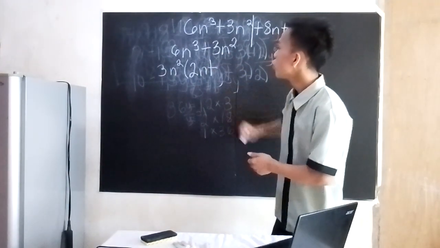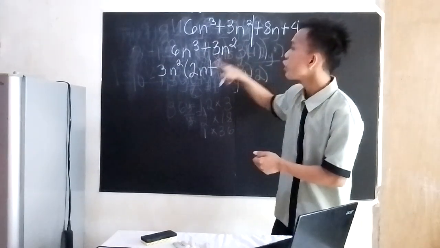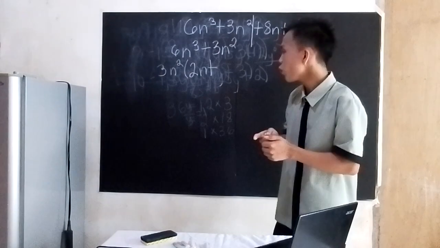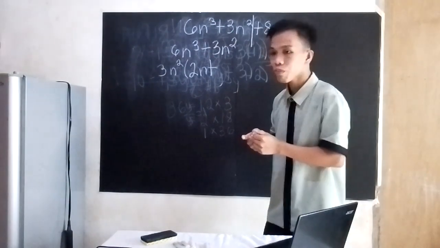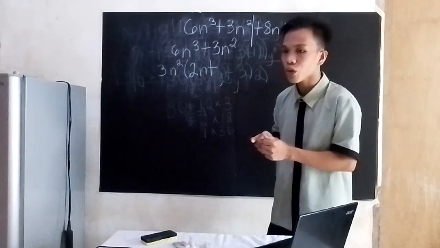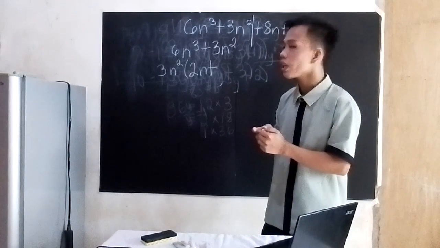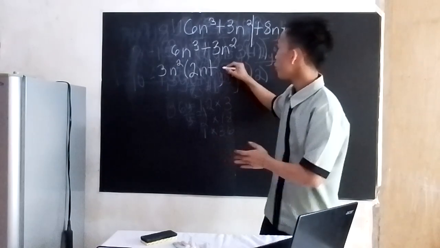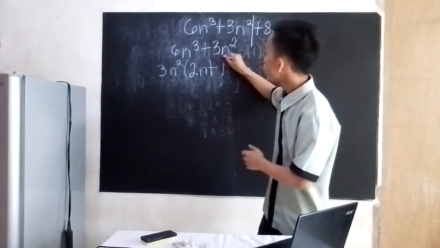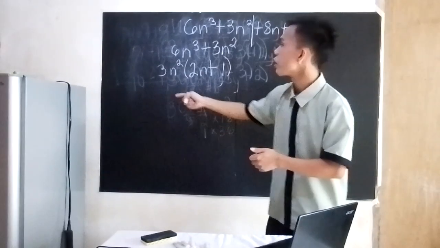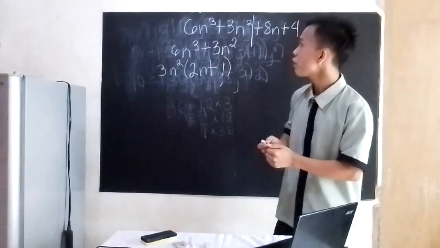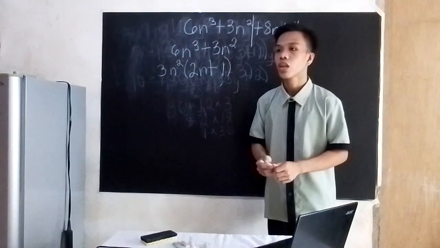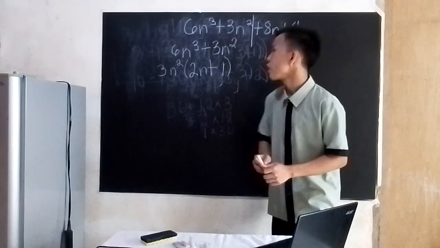Plus, next, 3n squared over 3n squared. Just like what we have before, if we have the same numerator and denominator, or divisor and dividend, the result is, that's right, 1. So are we done in here? Finding the factors of 6n cubed plus 3n squared. Okay, so we are done.